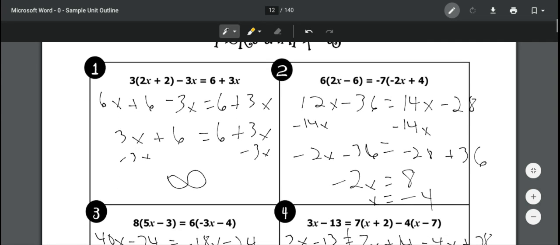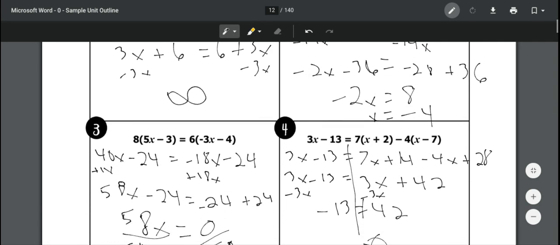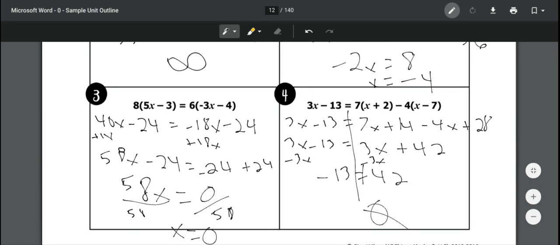And then number 3 and 4. Number 4, let's talk about first. You should have gotten the null set, because it ends up being negative 13 does not equal 42.